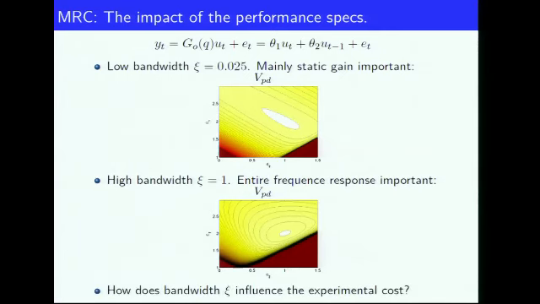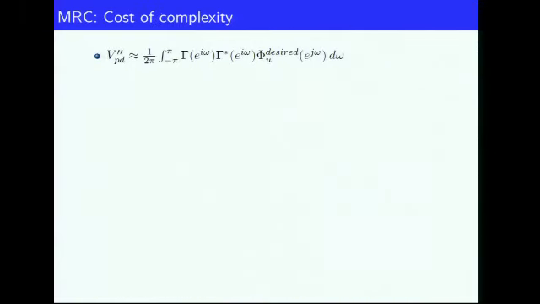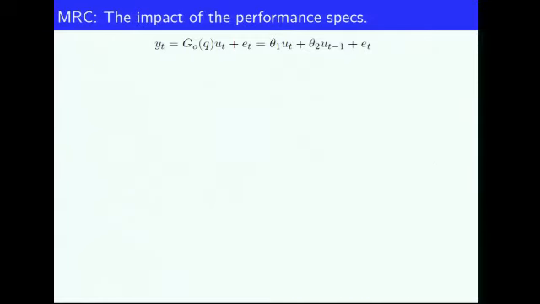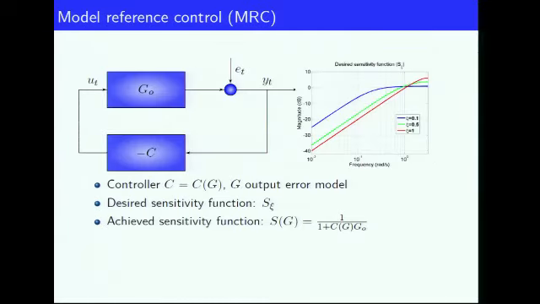Now the next question is how the bandwidth xi influences my experimental cost. And for this particular control problem, we can show that indeed the Hessian of the performance degradation is approximately Toeplitz, where the generating function corresponds to the spectrum that I will have at the input if I achieve my desired sensitivity. And this will increase if I increase the bandwidth, because then I will need more power to do this attenuation. I have not had time to go into the details of this if you don't know it from the beginning, but this is the case.